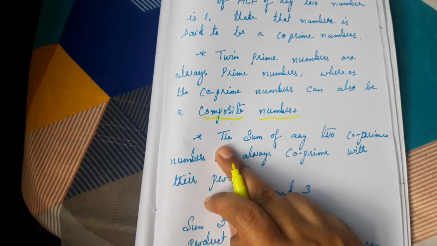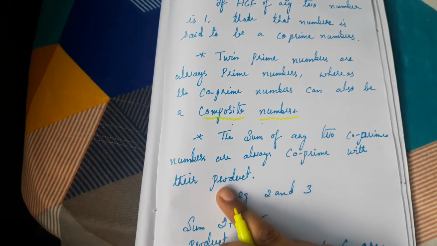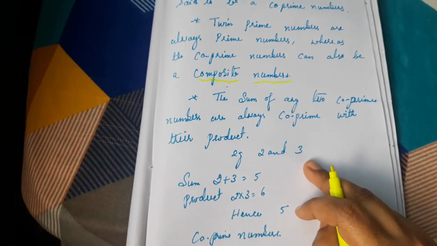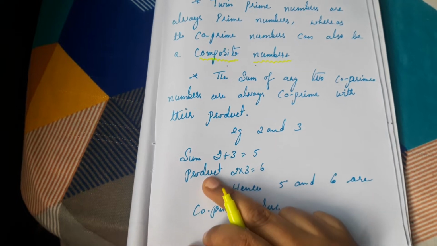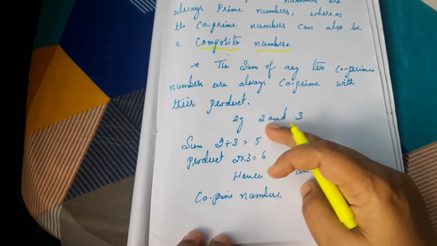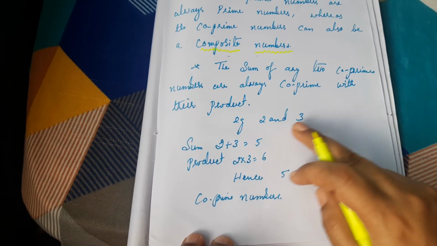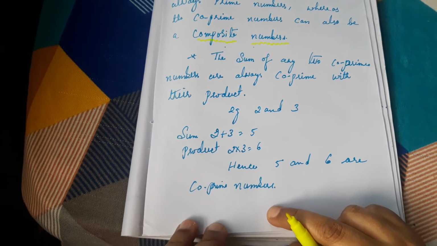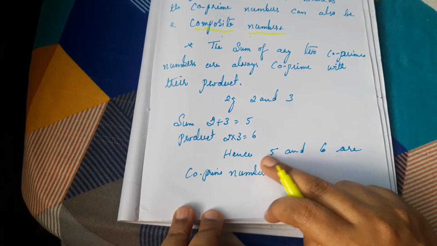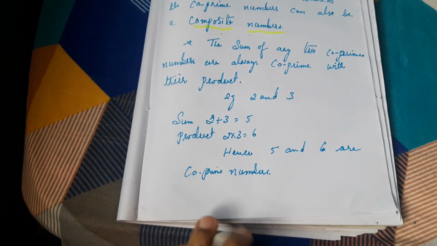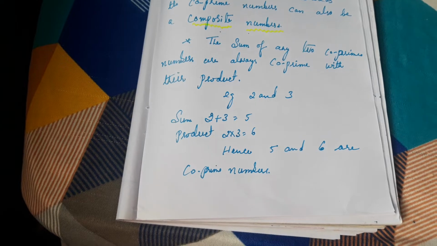Another important rule: the sum of any two coprime numbers is always coprime with their product. For example, 2 and 3 are coprime. Find the sum: 2 plus 3 is 5, and the product 2 times 3 is 6. So 5 and 6 are coprime, just as 2 and 3 are coprime. Let's check how 2 and 3 are coprime and 5 and 6 are coprime.